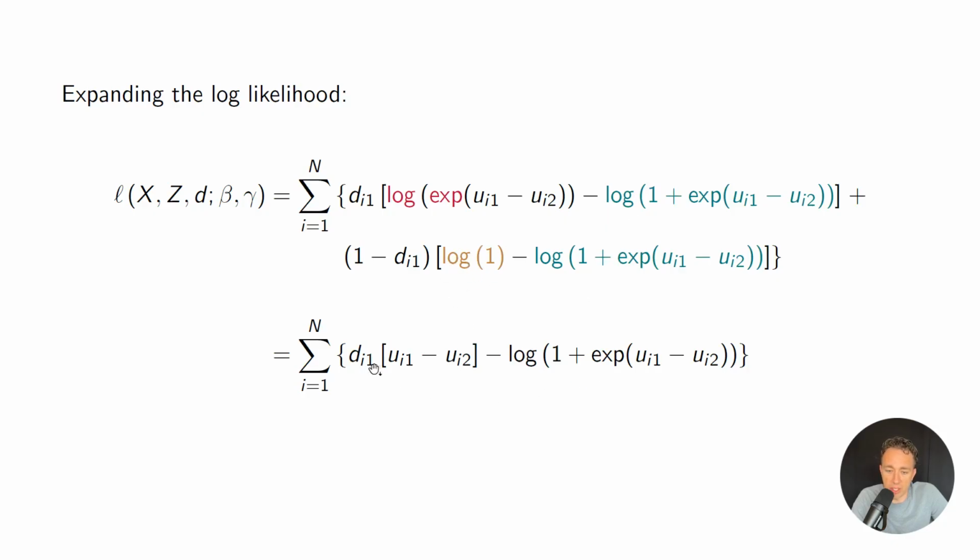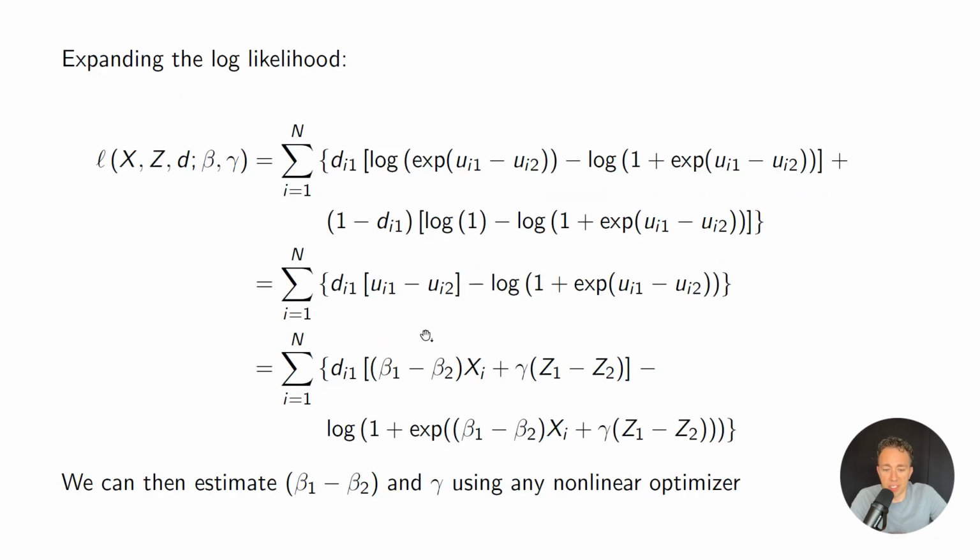So once I do this, I get di times the difference in utilities minus the log of 1 plus the exponential of the difference in utilities. So this is a very compact formula that is basically arising because of the simple Logit probability formula, as well as the fact that the probability has a ratio in it that turns into a subtraction. So importantly, we only need an indicator for if option 1 was chosen, and then everything else is just x's, z's, and then the parameters that we want.